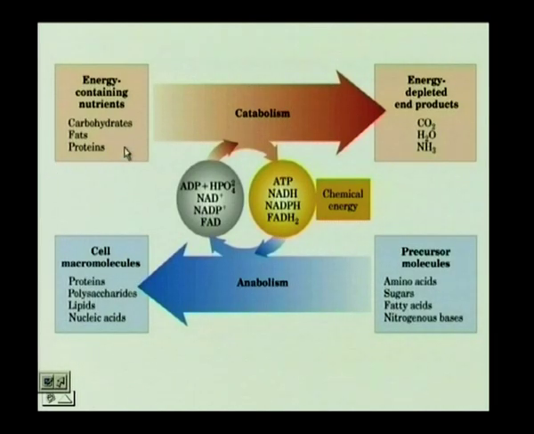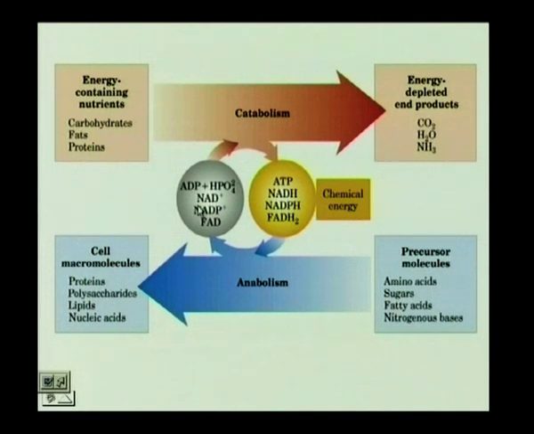Okay. Now, if we just look at this whole picture, and I will show you another one also where we will see how the whole process actually takes place. We have energy containing nutrients that we take in our diet: carbohydrates, fats and proteins. In the catabolism, that is in the breakdown of these units, we actually have energy depleted end products that are finally carbon dioxide, water and ammonia.